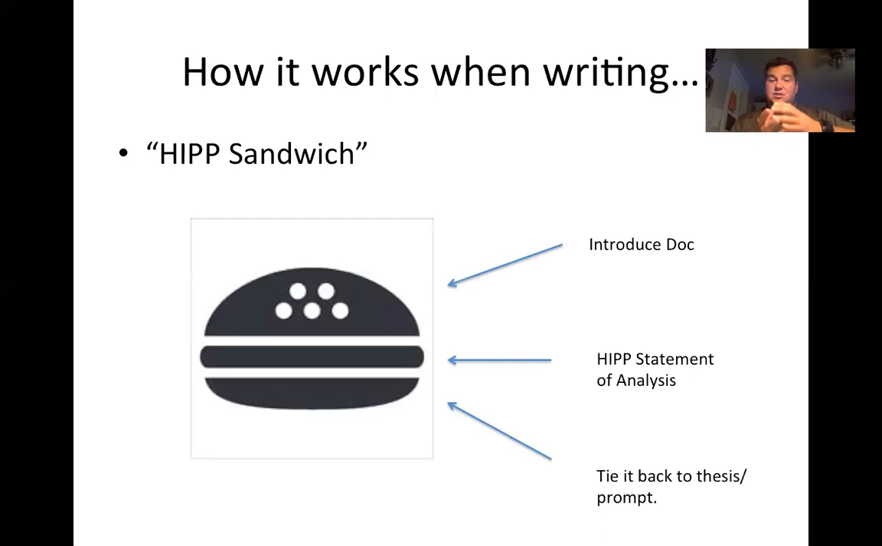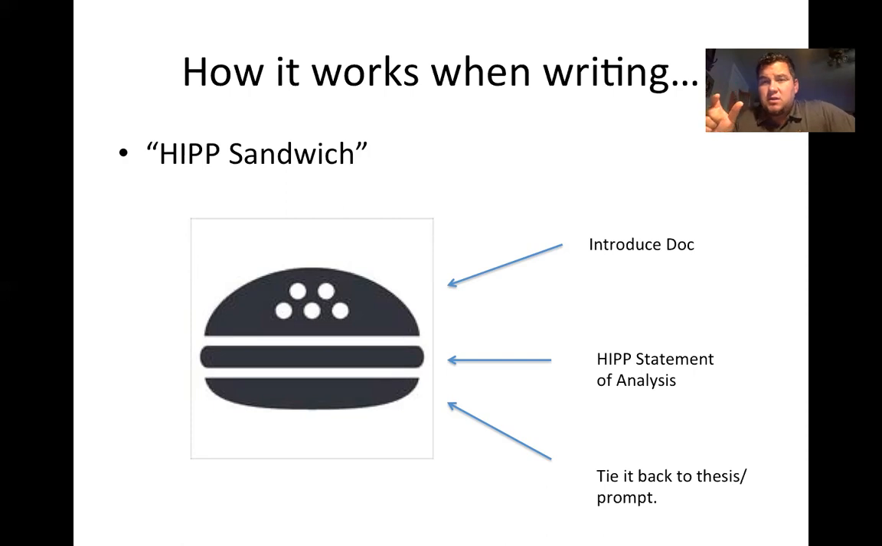This is the package. So I think of it as a sandwich or hamburger, however you want to think of it. The first thing you do is introduce a document. Now, when you introduce a document, you don't say in Doc 1 or in Doc 2. You would say, according to the letter from Joe Schmo to his grandson. That's how you do it.